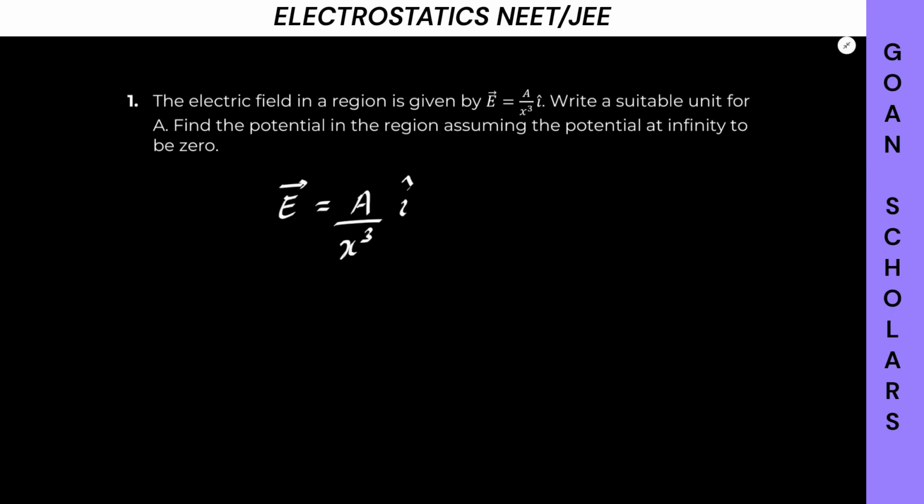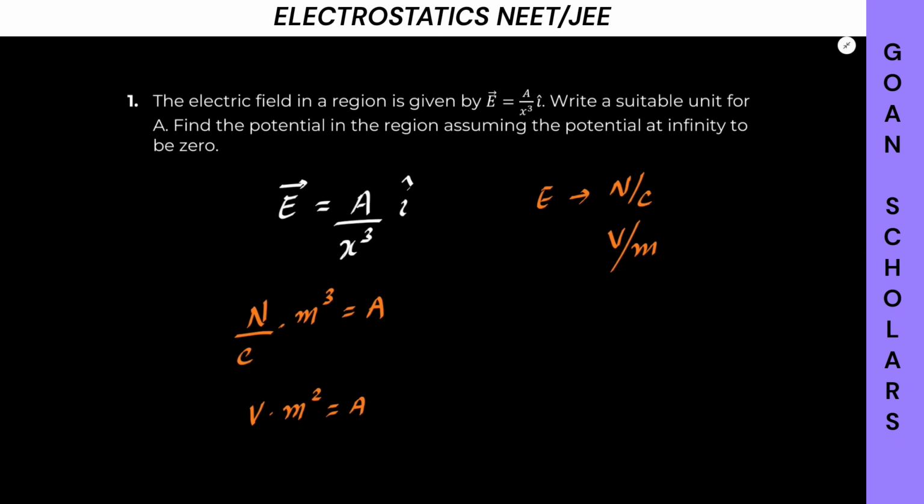This unit vector represents the x-axis. Now if this is the electric field, they're asking what should be the unit of A. So what is the unit of electric field? We know the unit of electric field is either Newton per coulomb, this is one of the units, and another is volts per meter, right? So if it is Newton per coulomb, let's write Newton per coulomb into x cube. X is distance, meter, so meter cube. So this can be one of the units, Newton meter cube per coulomb, or another can be volts per meter into meter cube, volts per meter square, volts into meter square, that's our unit of A. So these two units are possible for A.